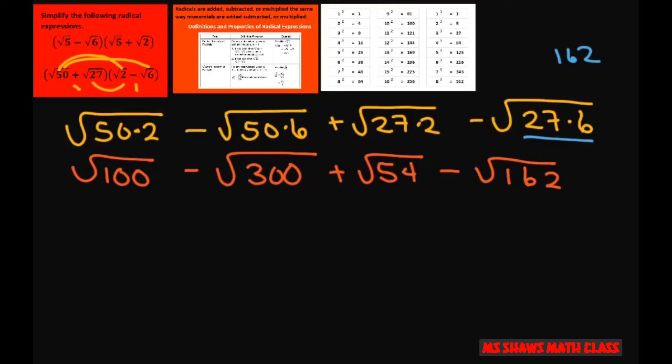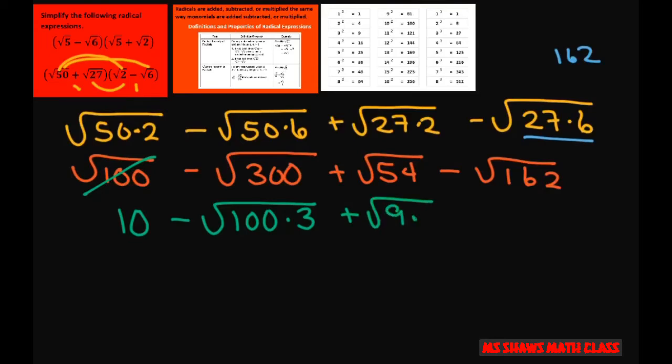So that's going to give you, that's 10 minus, and we can write this as 100 times 3. Let me put 100 first. 100 times 3. And this is going to be 9 times 6. And this is going to be 81 times 2. All right. Another method is to simplify before you do this. It might make it a little easier, but either way.